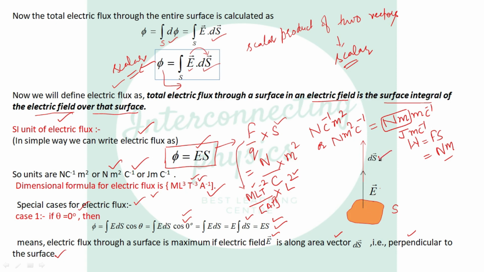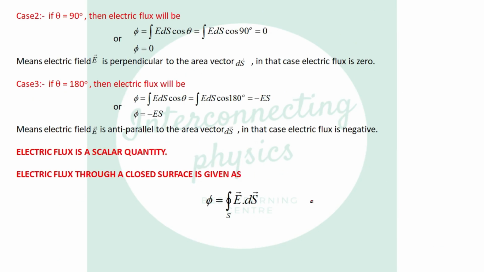It means the ds vector and E vector are both in the same direction. So in this case, the electric flux will be maximum. Now you see, if theta is 90 degrees, what is theta? Theta is the angle between the electric field and the area vector. So the area vector is in this direction and the electric field is perpendicular to it. So theta is 90 degrees and cos 90 is 0. So the electric flux will be 0 if the E vector is perpendicular to the ds vector.